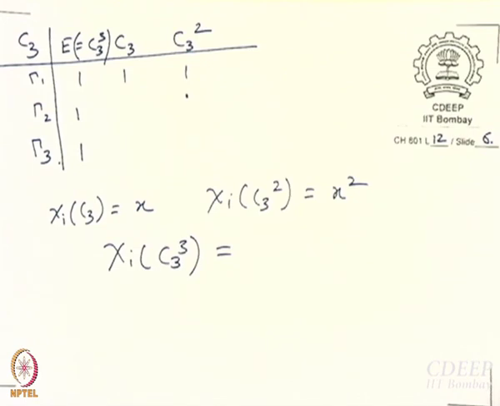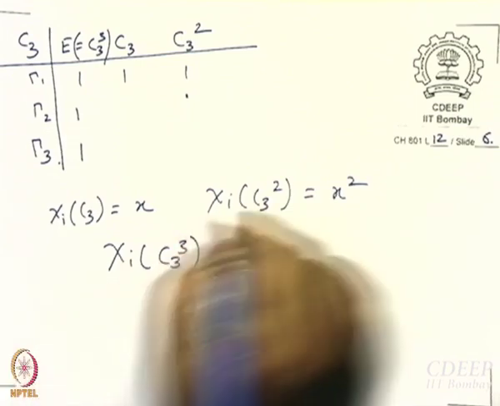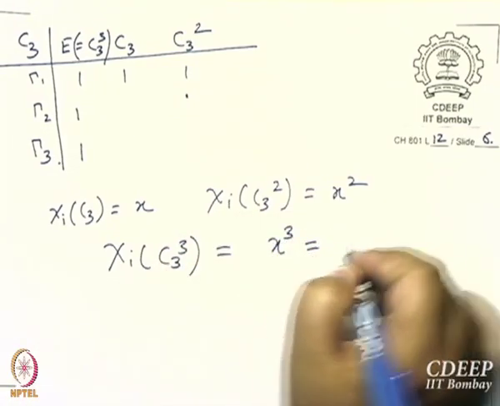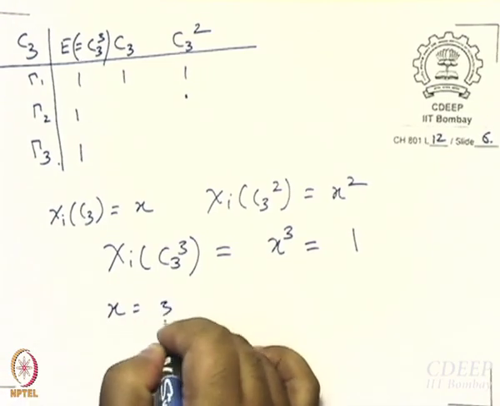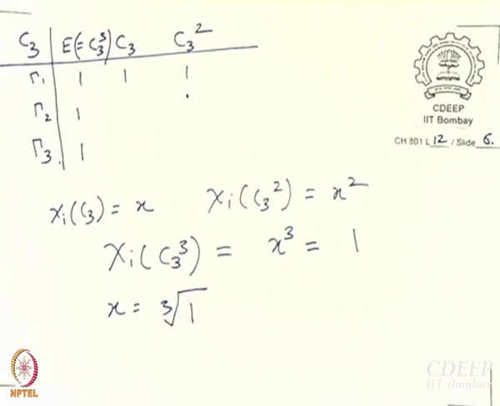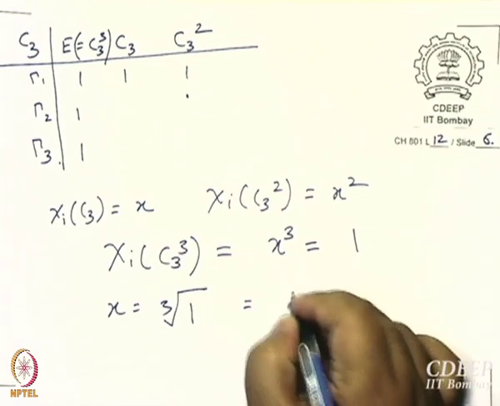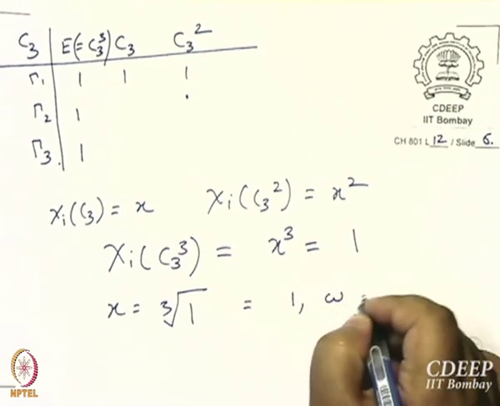Don't jump steps, tell me what it will be in terms of x. x cube, which is equal to your beloved 1. What is x? x equal to cube root of 1. How many roots should I get? What are they? 1, minus 1 and what? Oh, not minus 1, very good. So, that will be equal to 1, omega, omega square.